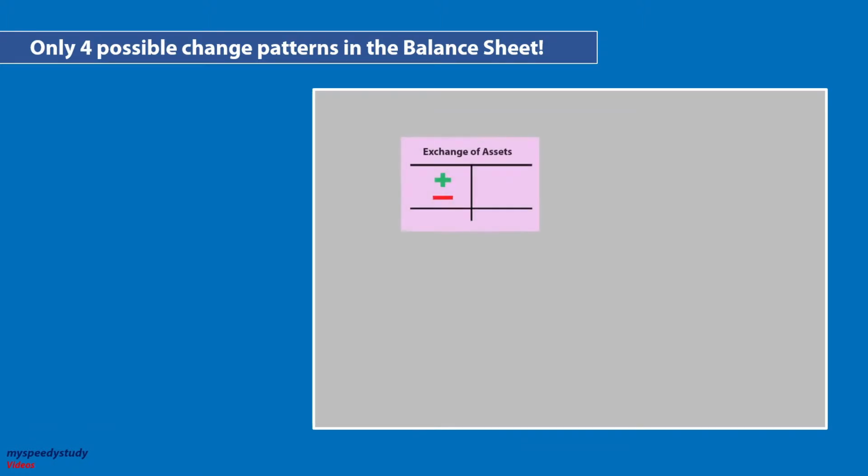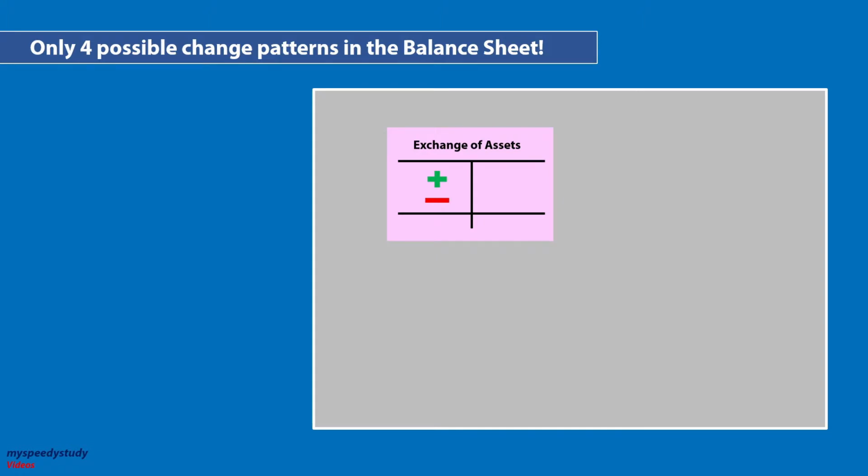There are some business transactions which only affect the asset side of a balance sheet. One item increases and another item decreases. For example, if a customer pays an outstanding invoice, then the receivables will decrease and cash will increase, all of that by the same amount.